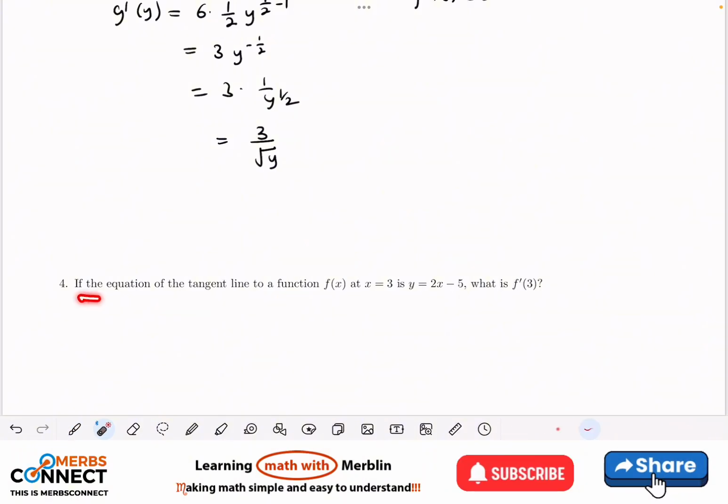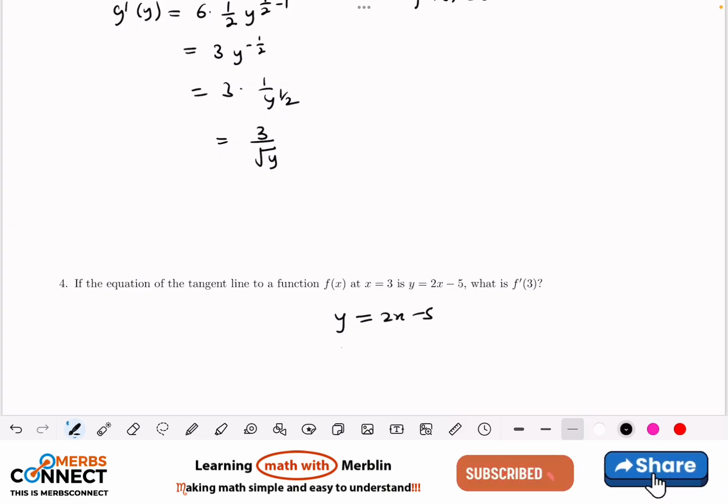Now 4, if the equation of the tangent line to a function f of x at x equals 3 is this, what is f prime of 3? So they are asking us for f prime of 3, but we know that f prime of 3 is actually the slope, right? If I want to write this one here, f prime of 3 is actually the slope, and they've given us the equation of the tangent, which is equal to 2x minus 5.